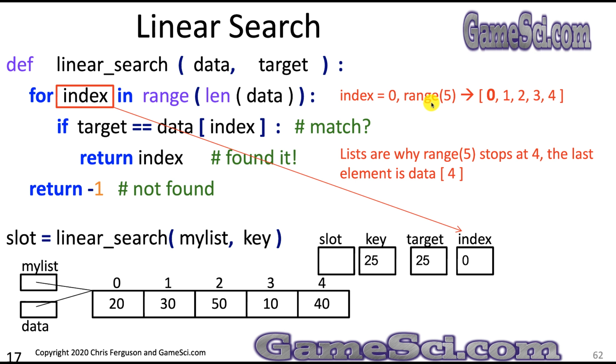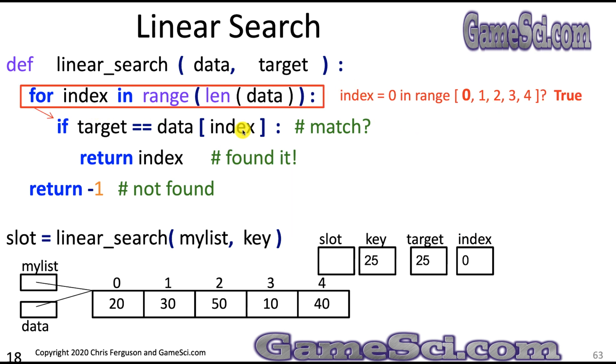Index equals 0 in range of 5. We will initialize index to the default value of 0. Index is a local variable, so it dynamically gets created as soon as we use it. 0 is definitely in range. So overall, index is in range is a true statement. We will go inside the for loop and execute the code in the for loop.